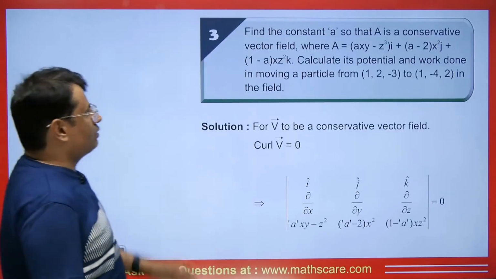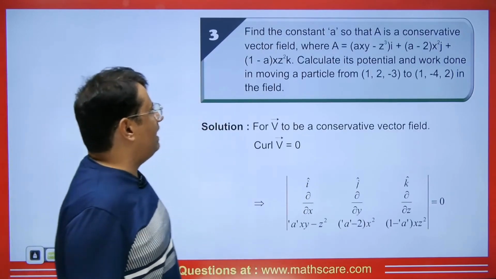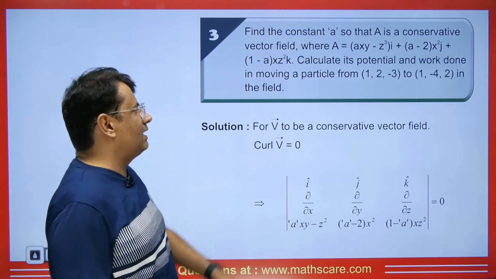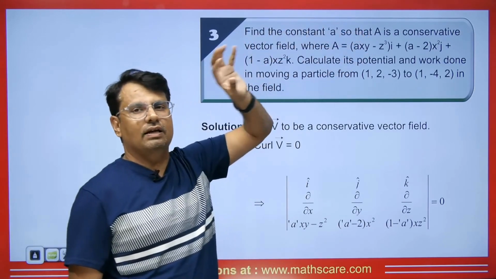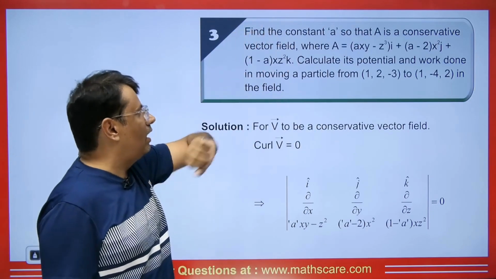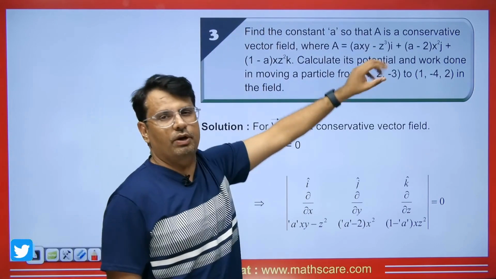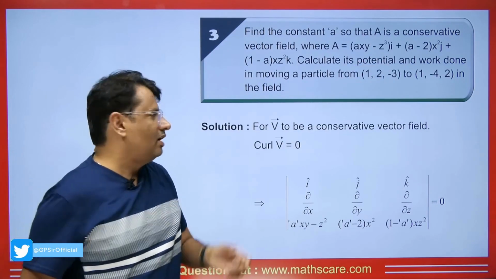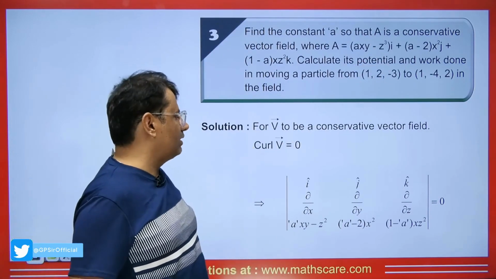Moving on. So let's see the next question. Find constant A so that the given field is a conservative vector field. It is asked that for what value of A this will be a conservative vector field or irrotational. So you have to find its scalar potential and also calculate the work done, right? We'll do the same thing. It will be curl V = 0, right?